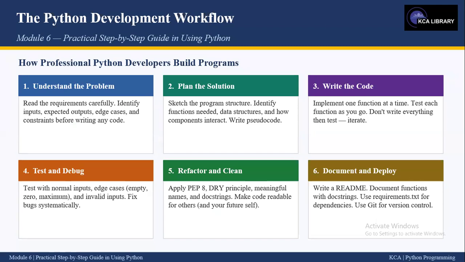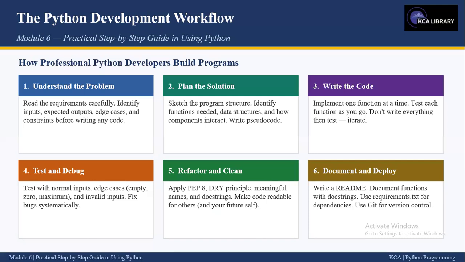Sketch the program structure, identify the functions needed, and write pseudocode to map out the logic. Step 3 is to write the code, implement one function at a time, and test each as you go. Do not write the entire program before testing. Step 4 is to test and debug. Test with normal inputs, edge cases, and invalid input. Fix bugs systematically using the debugging workflow.